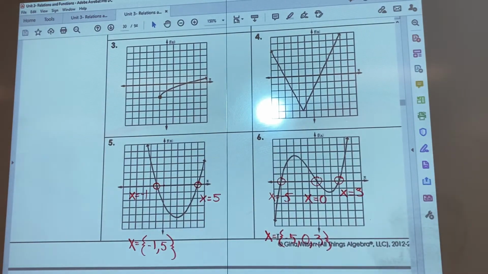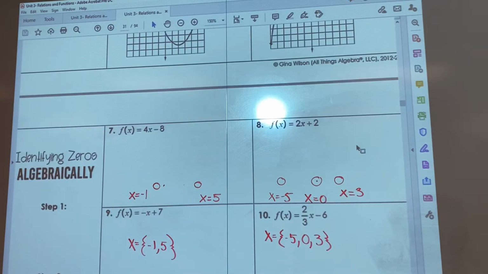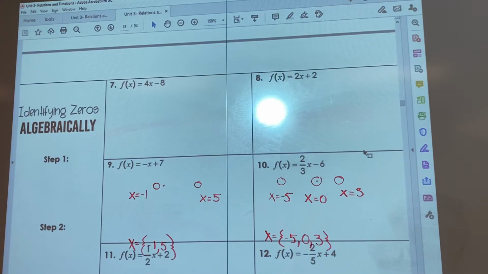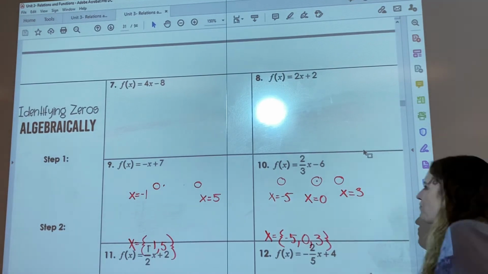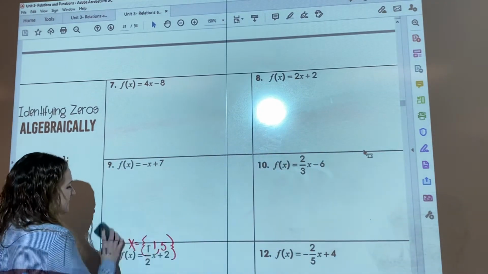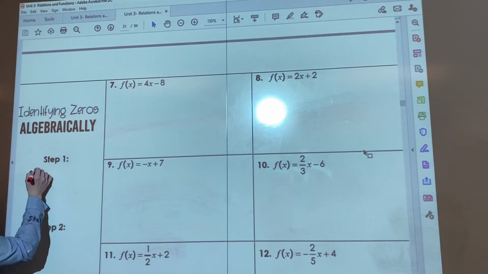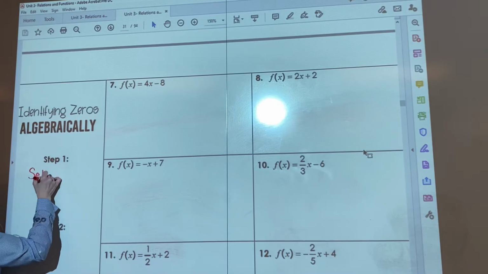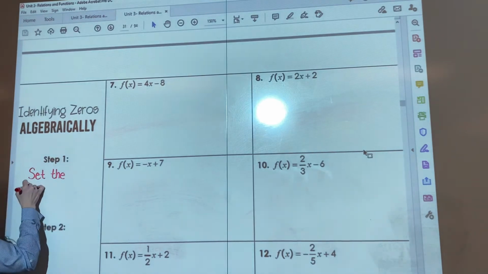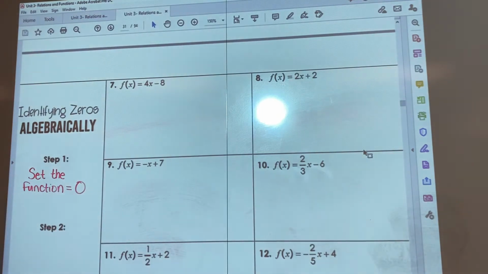All right, let's continue. There is another way to identify what the zeros of a function are. We're going to talk about that now. So on the front of this note sheet, we talked about saying the f of x equal to 0. And that's exactly what we're going to do here. But as our steps that I want to write, we're going to write set the function equal to 0. That's our first step. Set the function equal to 0.